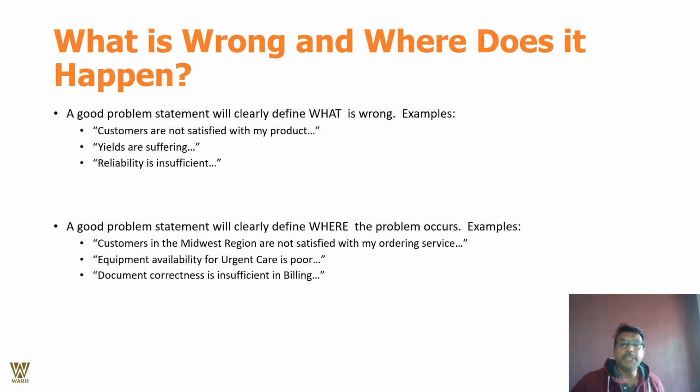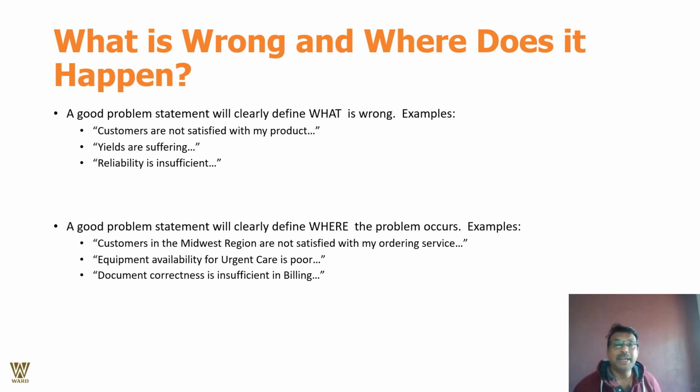A good problem statement will define what is wrong. Example: customers are not satisfied with my product. Something is wrong. Yields are suffering. Probably outputs are not up to the mark. Reliability is inefficient. Probably I may not be able to draw a timeline.